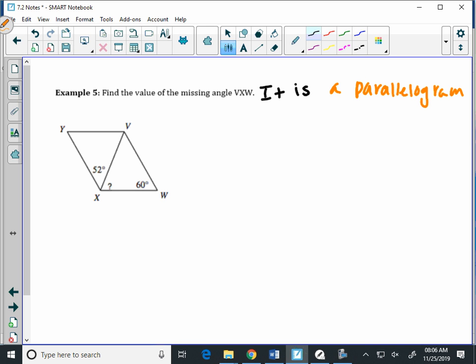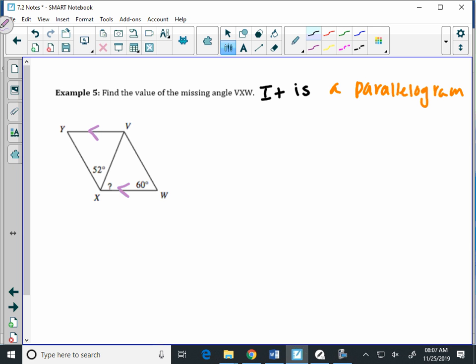Well, think about what you know about parallelograms. What do we know about their opposite sides? They're equal to each other, but are we trying to find a side? No. We're trying to find an angle. So what else do we know about parallelograms and their sides? It's a parallelogram, the opposite sides are parallel. So the fact that their opposite sides are parallel is going to help us find missing angles. Parallel lines help us find missing angles. So I know YV and XW are parallel to each other.